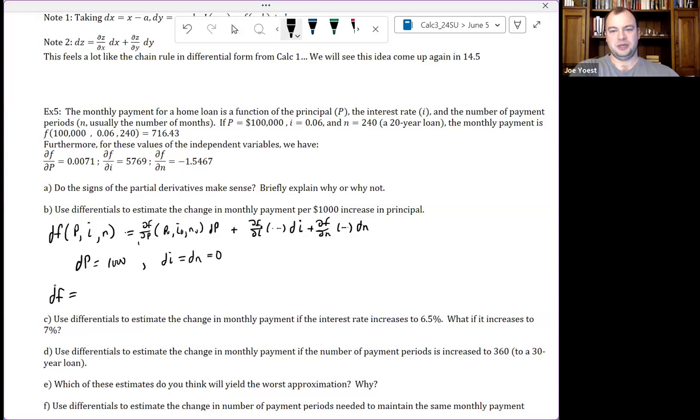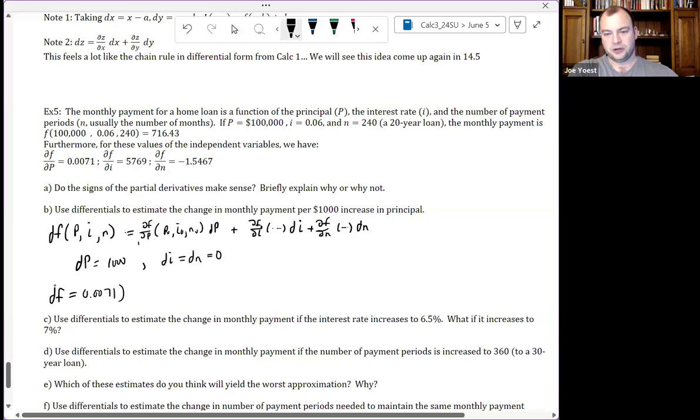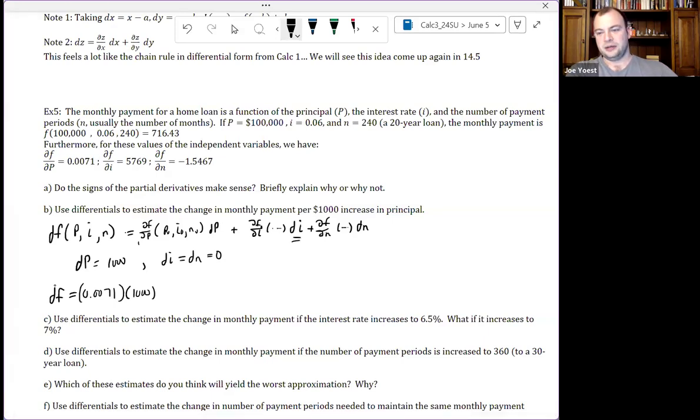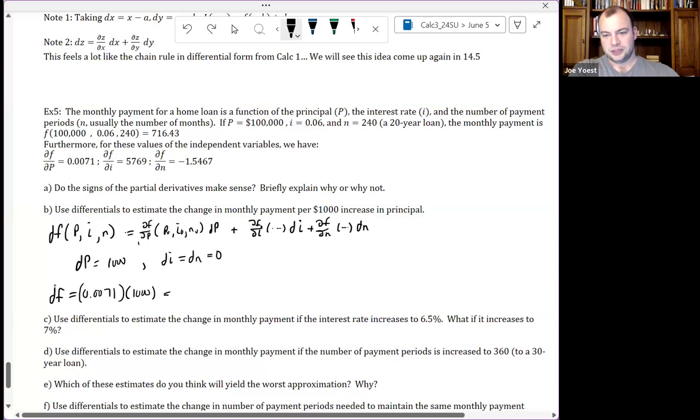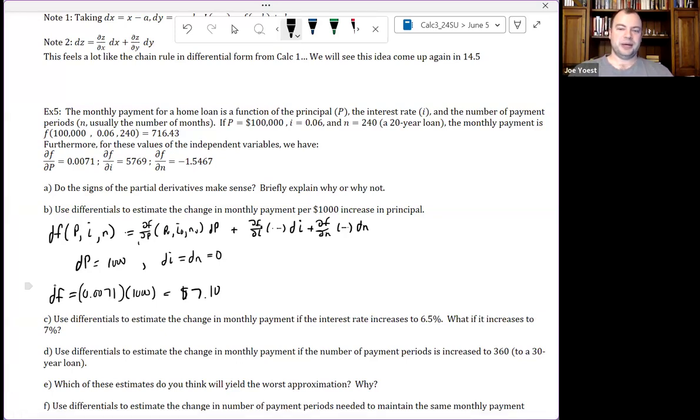dF is going to be, well, the partial with respect to P is 0.0071 times dP, 1,000. And note that dI and dN are zero, so those other terms just zero out. So this is $7.1, not $71. So for each extra $1,000 I borrow, I'll have to pay about $7.10 more per month.